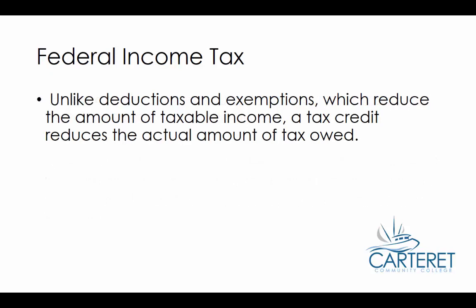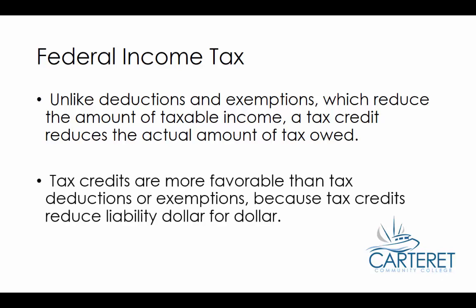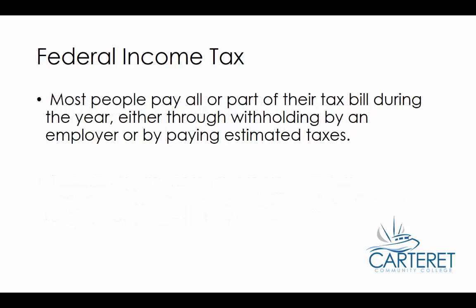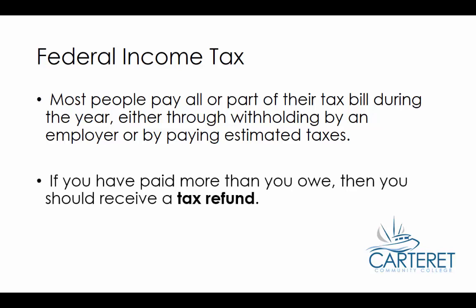Unlike deductions and exemptions, which reduce the amount of taxable income, a tax credit reduces the actual amount of tax owed. Tax credits are more favorable than tax deductions or exemptions because tax credits reduce liability dollar for dollar. Most people pay all or part of their tax bill during the year, either through withholdings by an employer or by paying estimated taxes. If you have paid more than you owe, then you should receive a tax refund.